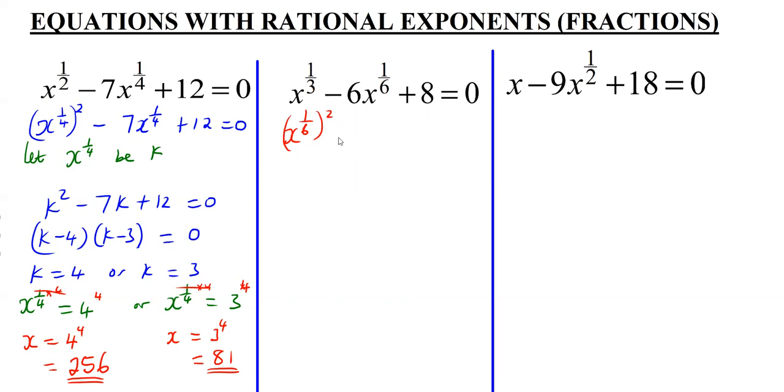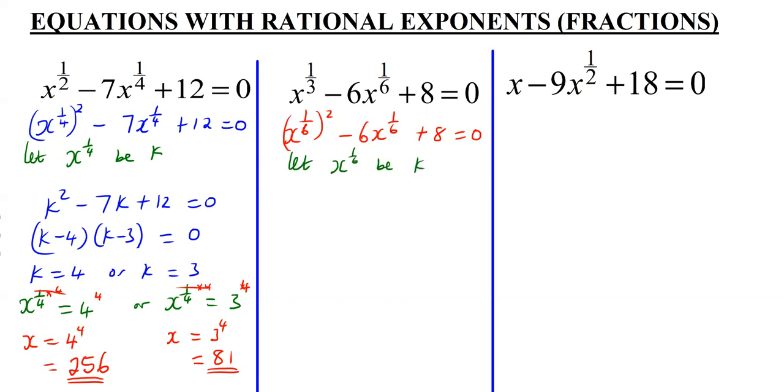1 over 6 times 2 is 1 over 3. So we just want to make sure that there is uniformity here. We have x to the power 1 over 6, also x to the power 1 over 6 here, then minus 6x to the power 1 over 6 plus 8 equal to 0. Again here, we do the same thing. Let x to the power 1 over 6 be k.